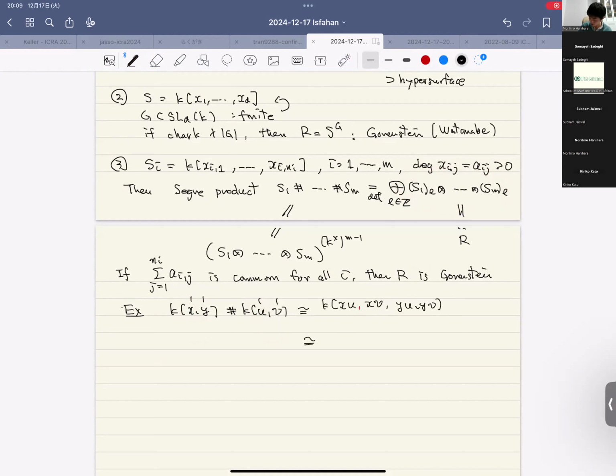And if we set these generators to be a, b, c, d, we have one relation, namely ad and bc are both xyuv. So it is given by one equation. In this case, this happens to be a hypersurface, and this is called a 3-dimensional A1 singularity.